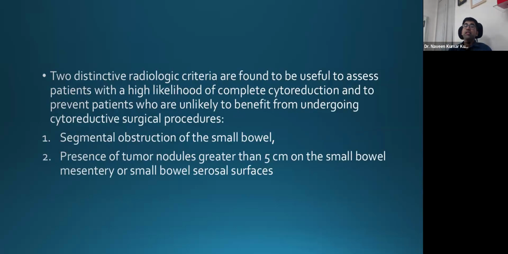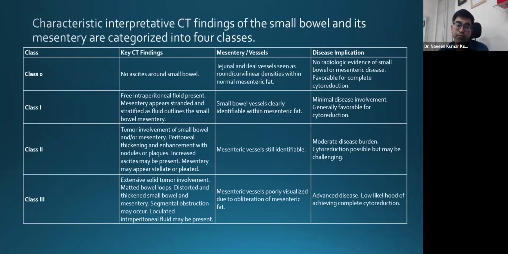Now, two distinct radiological criteria have been found to predict a high likelihood of incomplete cytoreduction and help identify patients who are unlikely to benefit. The most important ones are segmental obstruction of the small bowel and the presence of tumor nodules more than 5 centimeter on the small bowel, mesentery or serosal surfaces.